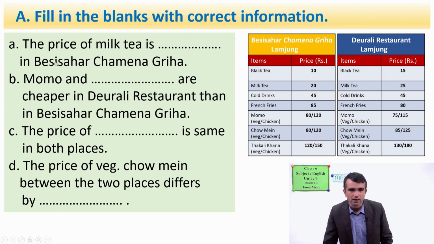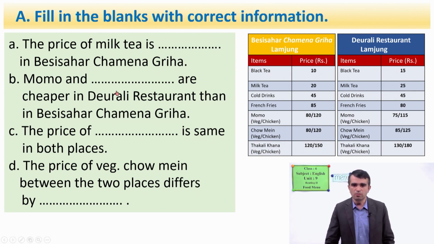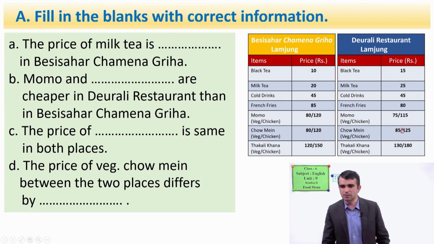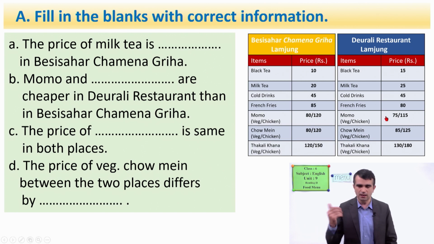Okay, in Besar Samanagriya means now you don't need to see Devrali restaurant. The price of milk tea, you can see here. Momo and another item are cheaper in Devrali restaurant than in Besar Samanagriya. What items are cheaper in Devrali restaurant? Okay, Momo and what another item.